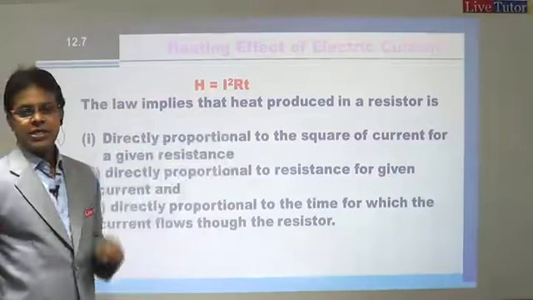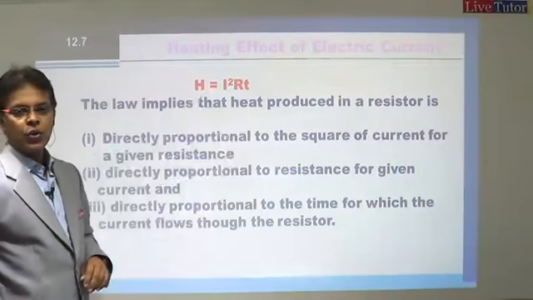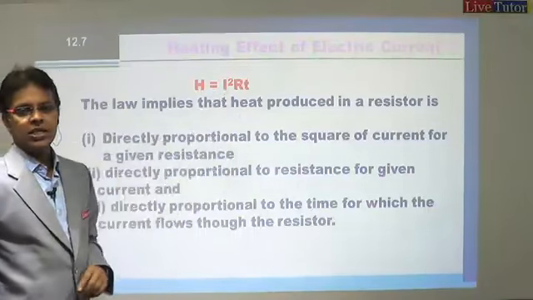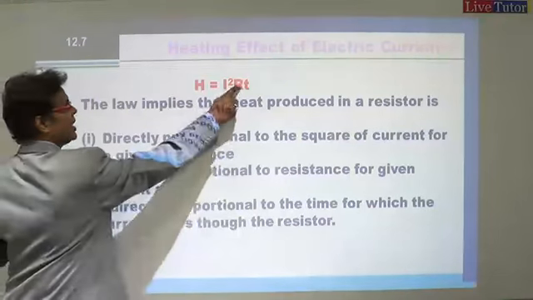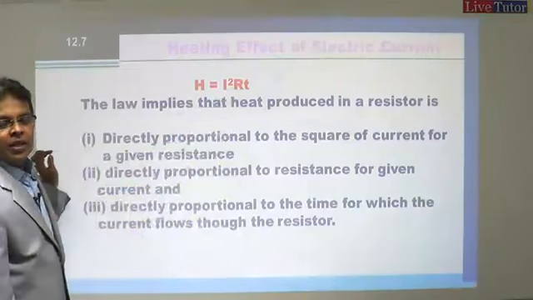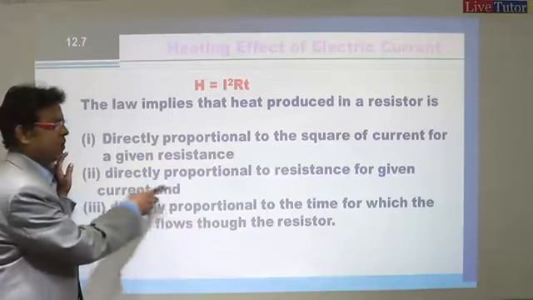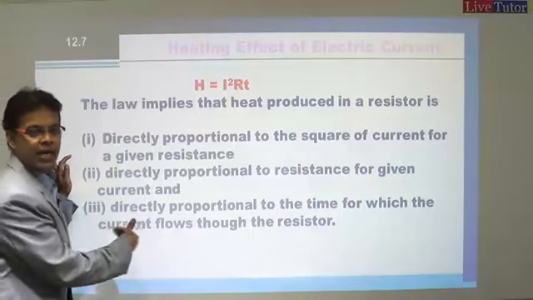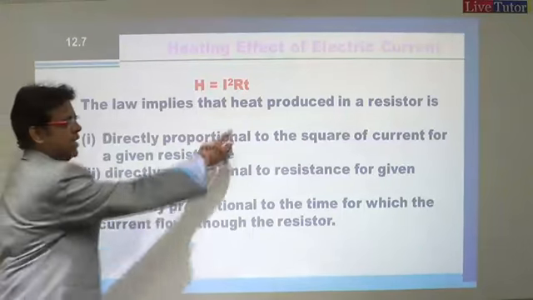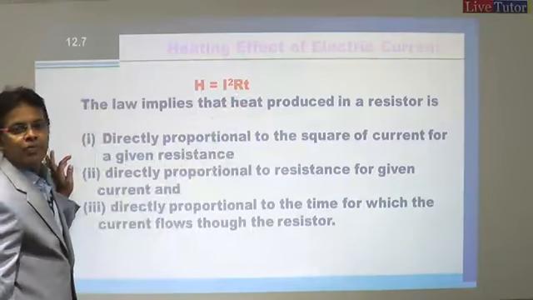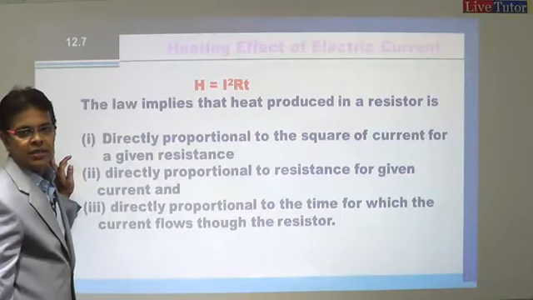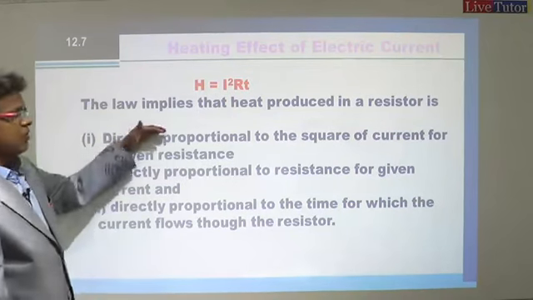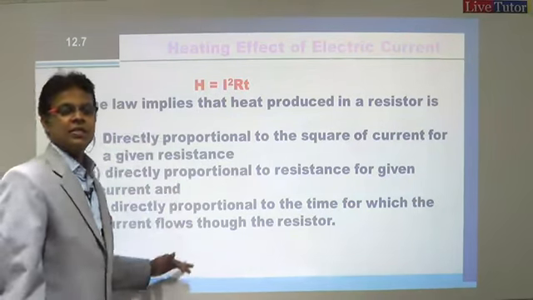heat produced in a resistor, H, is directly proportional to the square of the current for a given resistor. And the second point, directly proportional to the resistance for a given current. And finally, third point, directly proportional to the time of passage of current through the resistor. So this is what the Joule's law of heating states.